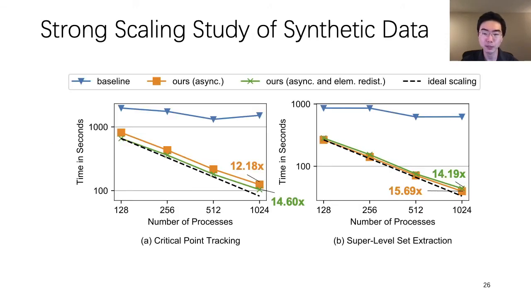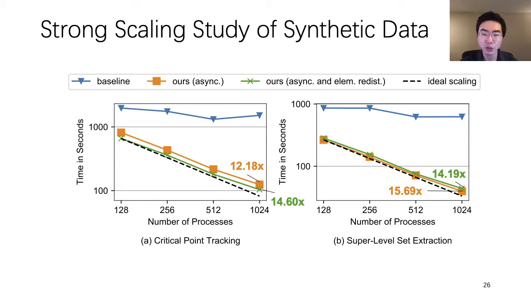We first perform a strong scaling study on the synthetic data for both the critical point tracking and super-level set extraction. The strong scaling evaluates how the execution time changes along with an increasing process count with a fixed input data. In the charts, the x-axis is the process count, the y-axis is the execution time.